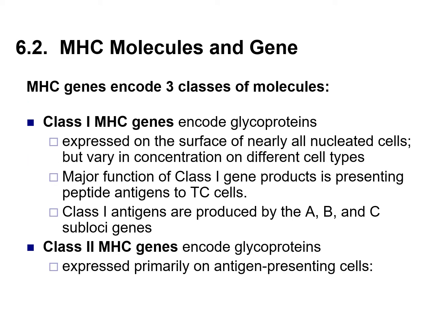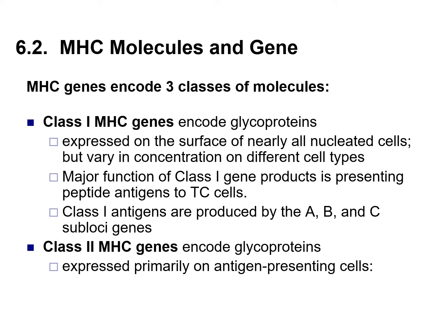Class 1 genes encode mainly glycoproteins, and they are found on the surface of almost all nucleated cells. The concentration of course may vary, and the class 1 products present antigens to TC, or cytotoxic T cells. They are found in the subloci designated as A, B, and C in the genes.